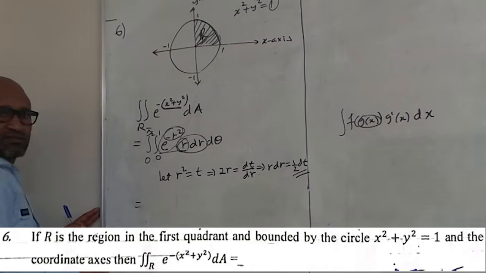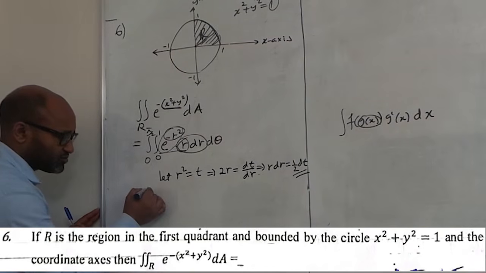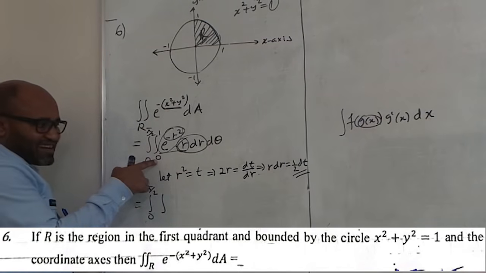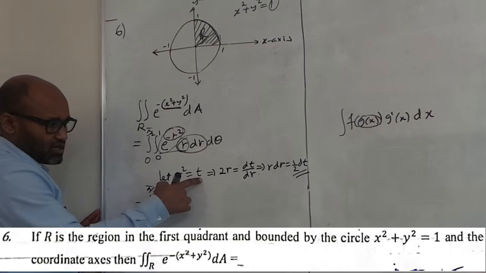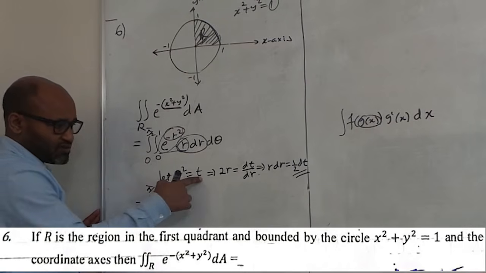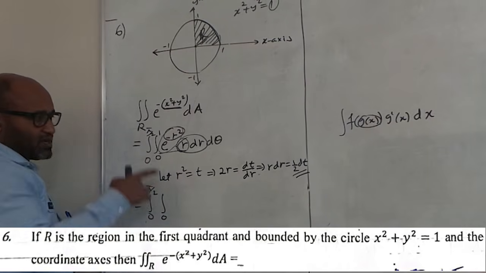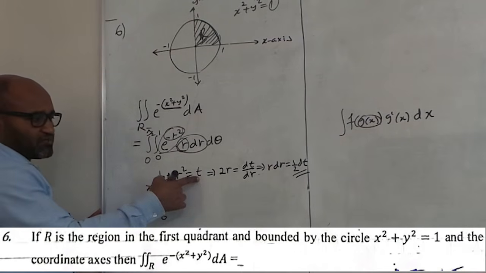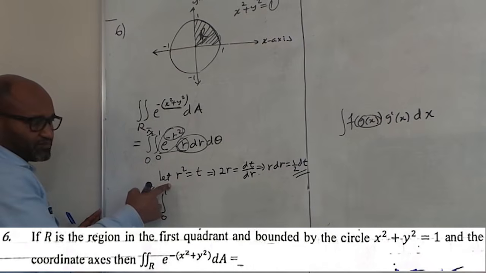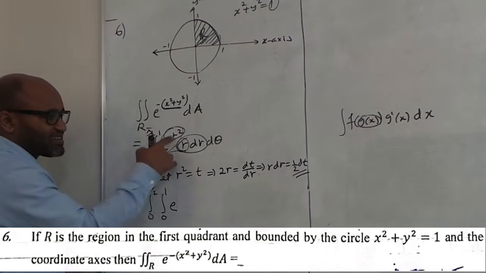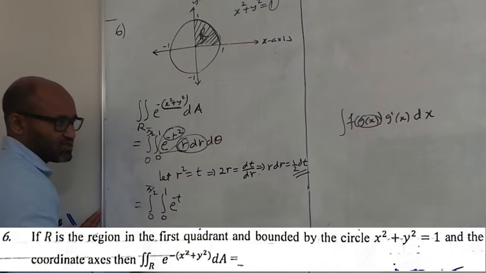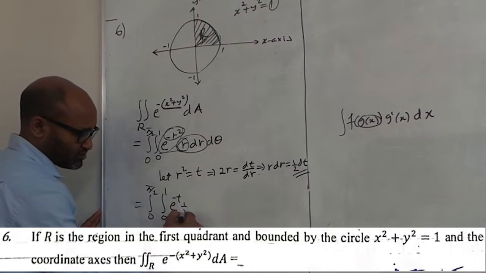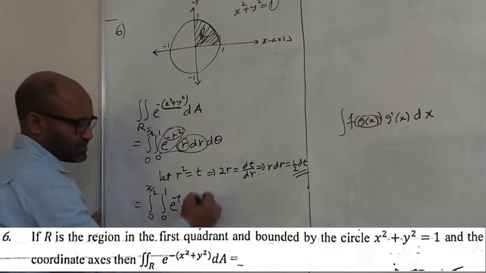Therefore, this integral becomes the integral from 0 to pi over 2. The integral from, look, whenever r is 0, what about t? r square is equal to t. R is 0, so t is 0. When r is 1, t is 1. So still the limit of integration for variable t is from 0 up to 1. e to the power of minus t, r dr becomes 1 over 2 dt, so 1 over 2 dt d theta.